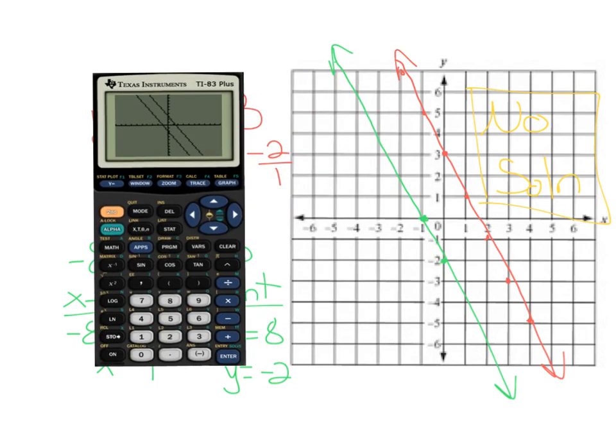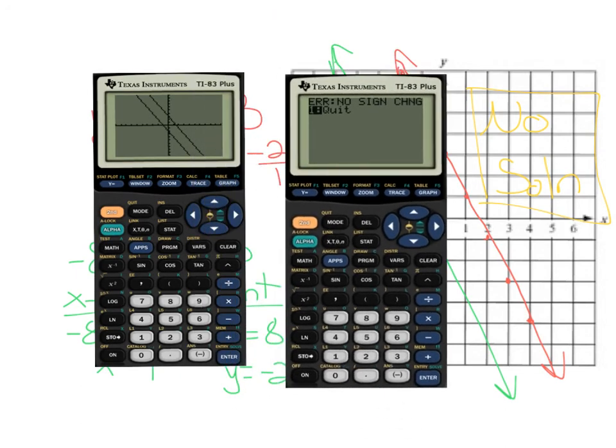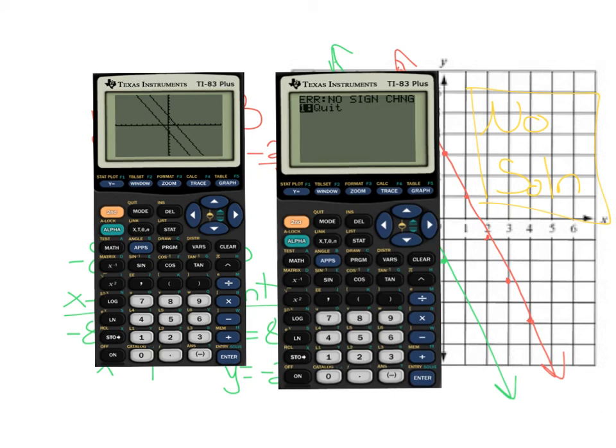And if you were not able to actually see that, maybe you thought they intersected off the screen, if you want to try to find the intersection, you would actually get an error. See how it says error right there. So that tells you that these lines are indeed parallel, so there's definitely no solution.